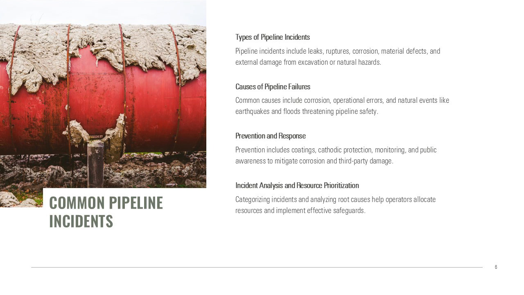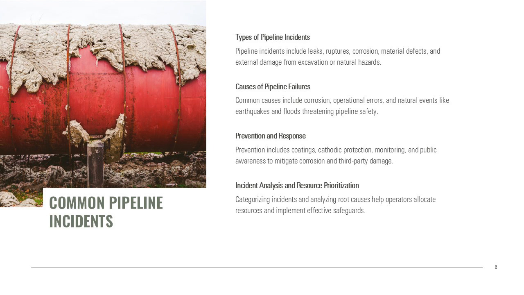Pipeline incidents can range from minor leaks to catastrophic ruptures. Common causes include corrosion, material defects, operational errors, and external interference such as excavation damage. Natural hazards like earthquakes and floods also pose risks. Understanding these incident types is crucial for developing targeted prevention and response strategies.